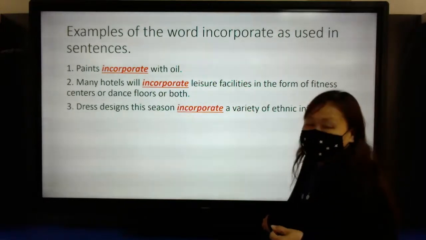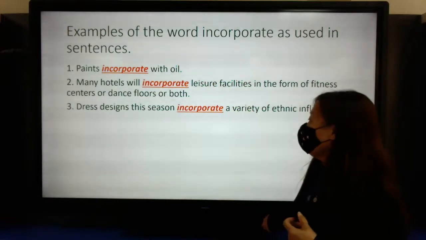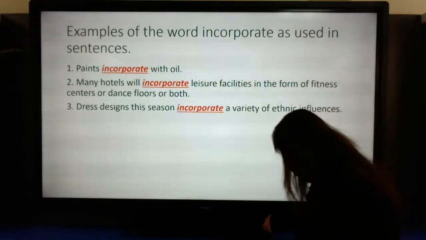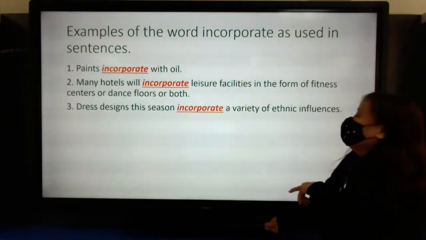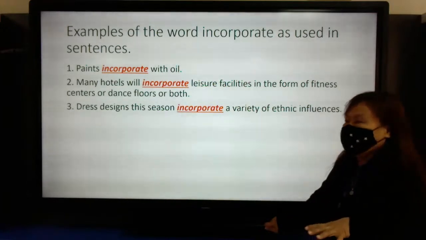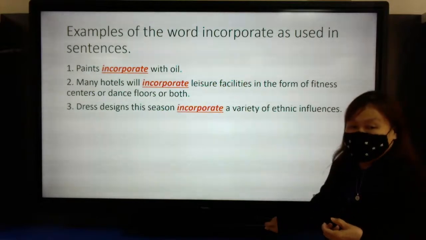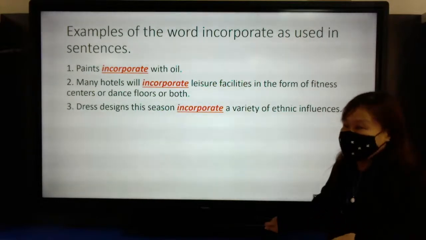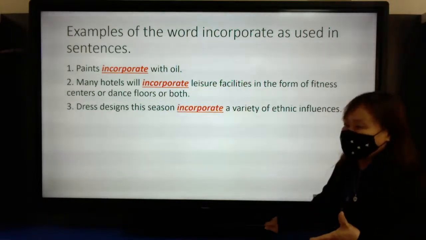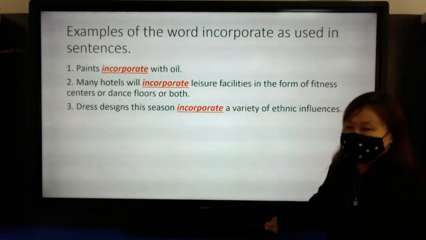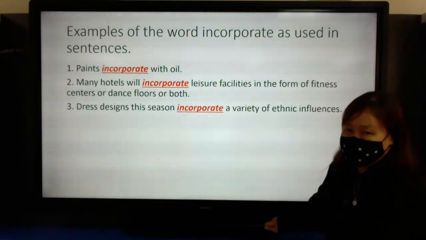Next, number three. Dress designs this season incorporate a variety of ethnic influences. If you're talking about fashion, the fashion this time will include ethnic influences. So incorporate in simple terms means to include, to include in something or somewhere.